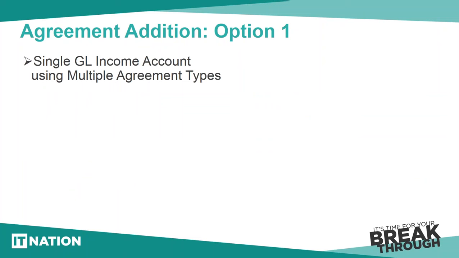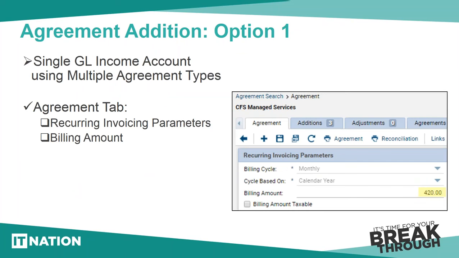If we go with an agreement addition of a single GL income account, so you have managed services as your main account, that's where all of your revenue will be reporting. Using the multiple agreement types, you would go to your agreement tab, go to the recurring invoicing parameters section, and enter a billing amount. This is going to be the revenue amount, the amount the client is agreeing to pay you for services.